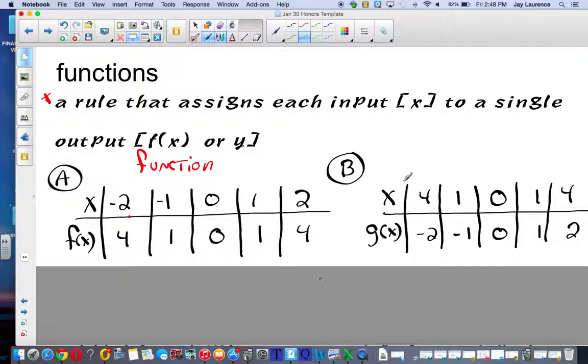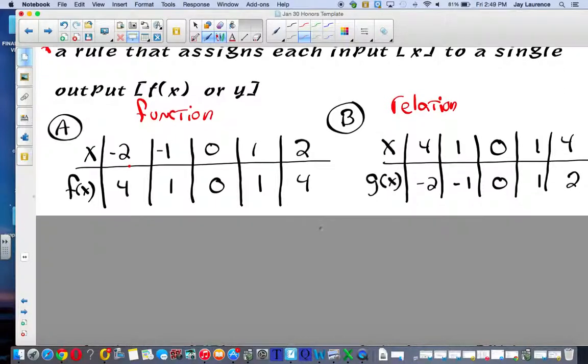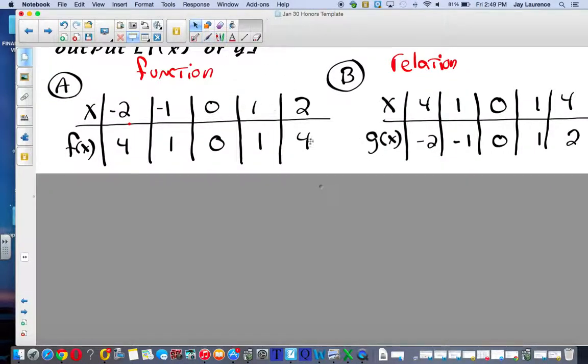Okay, so let's look at B. So here I have 4 going to -2. But over here I have a 4 going to a +2. This is not a function. This is like Bob going to 2 different places at the same time. This we call a relation. All right, let's look at some more examples.